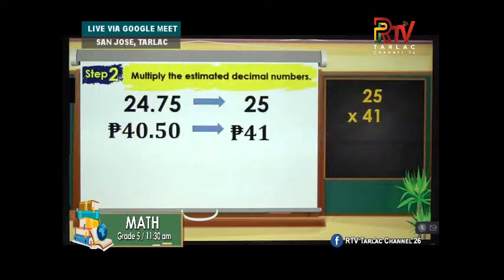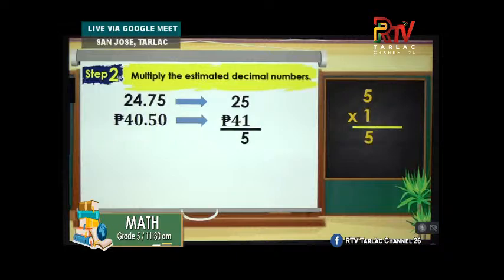For step 2, multiply the estimated decimal numbers. 24.75 is estimated to 25. 40 pesos and 50 centavos is estimated to 41. Let us now multiply 25 by 41.